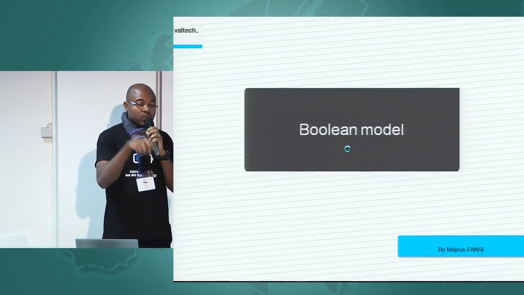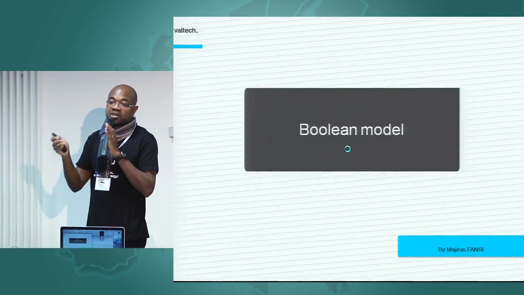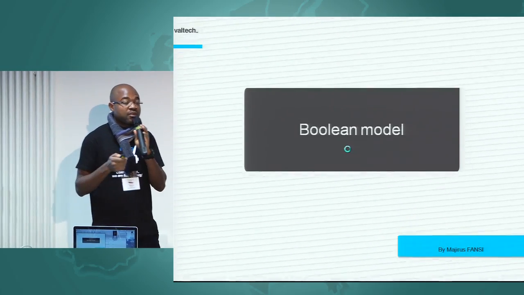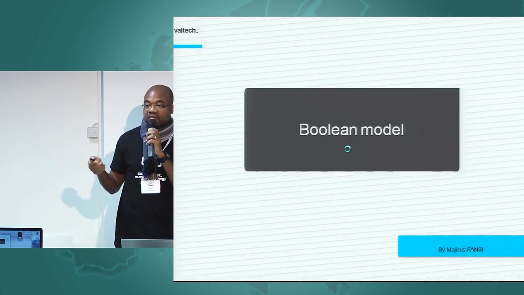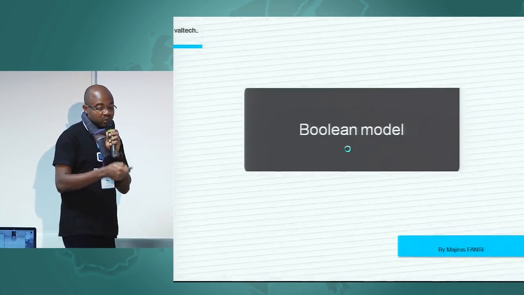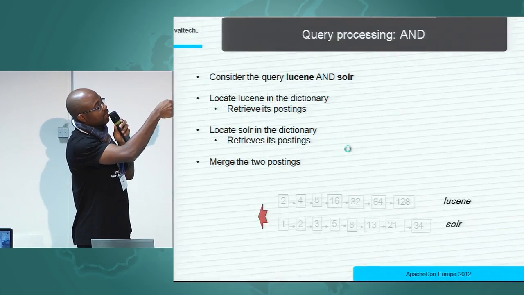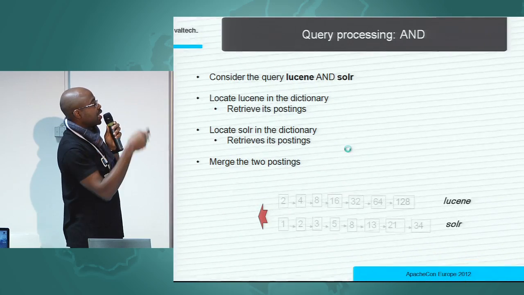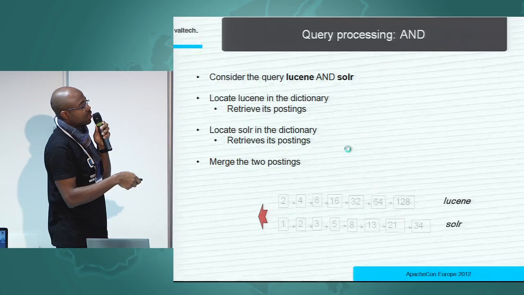Okay, that is how you index your documents. You can now search the documents, and to perform your search, you have two models in Lucene. You have the Boolean model and the vector space model. Let's look at the Boolean model through a first example. Let's look at the execution of a query. For example, I am executing Lucene and Solr.